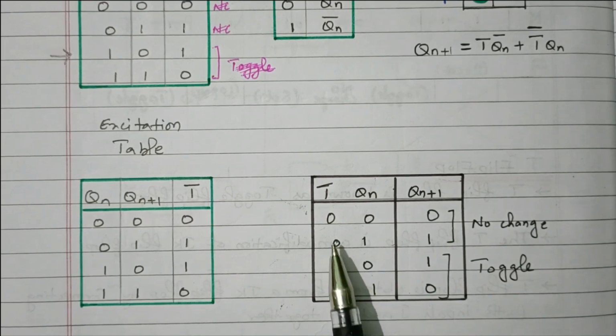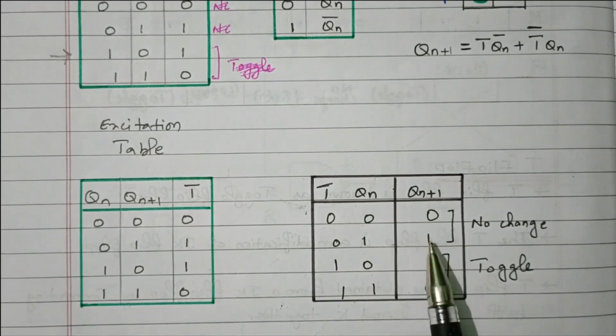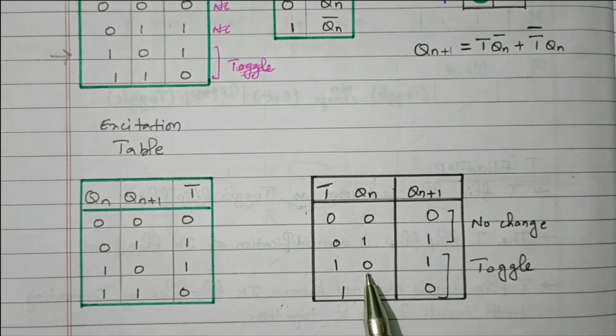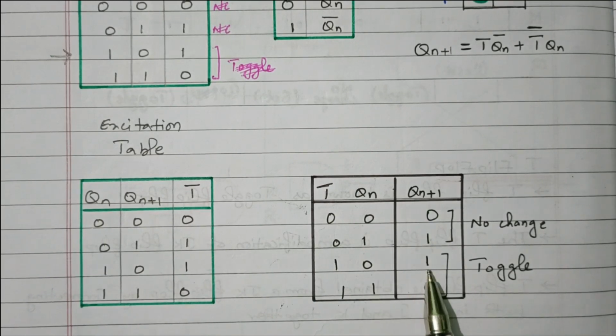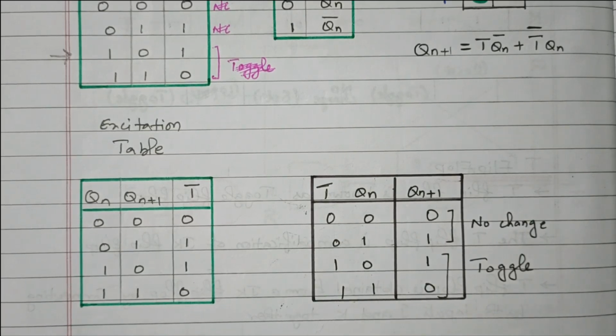So here it is very clear. T is 0 means no change. 0 means 0, 1 means 1. T equal to 1 means toggle. Present state 0 means next state 1. Present state 1 means next state 0. Right? So both are the same. It is written in a different manner.